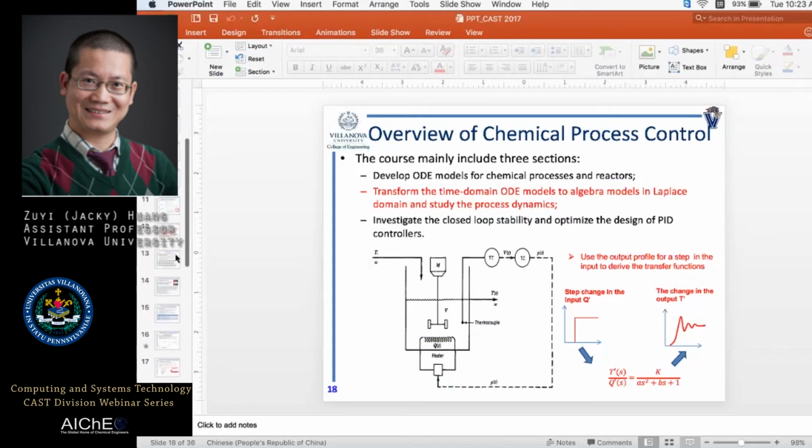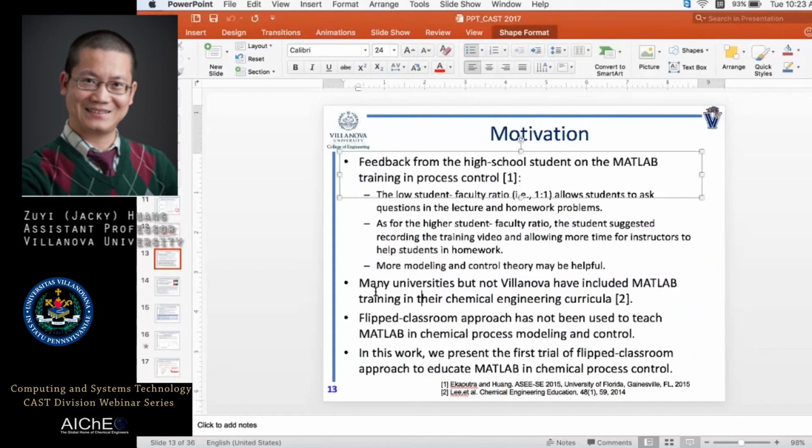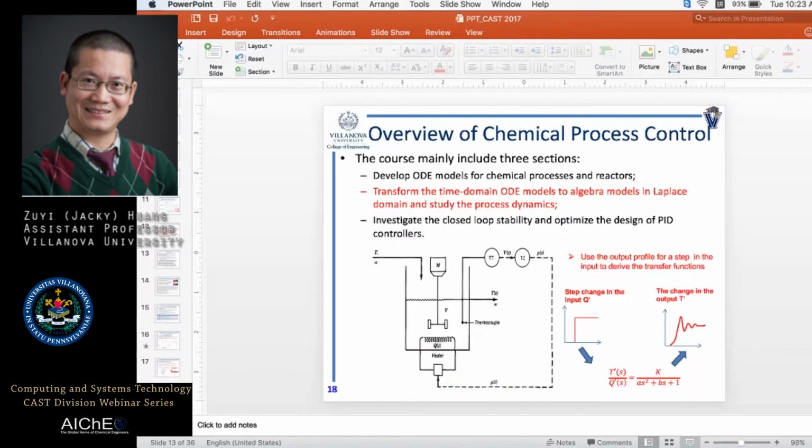We see here that many universities, but not Villanova, have included MATLAB in their curricula. We did a survey in 2014 on this, and that's why I talked with the department head saying we should include MATLAB and provide more MATLAB training to students. Great. Okay. Good.